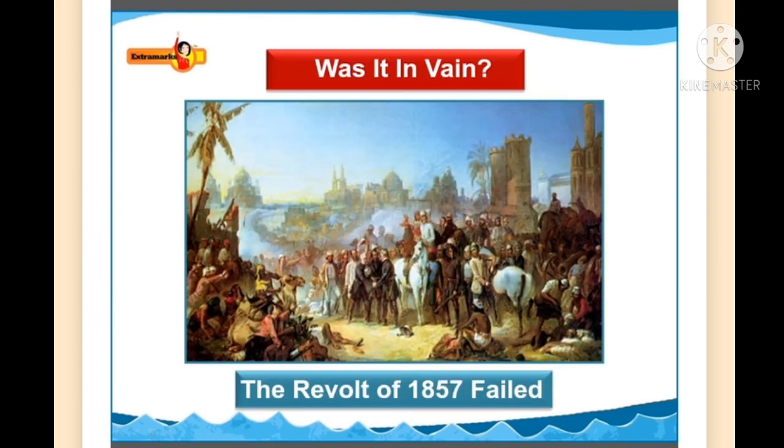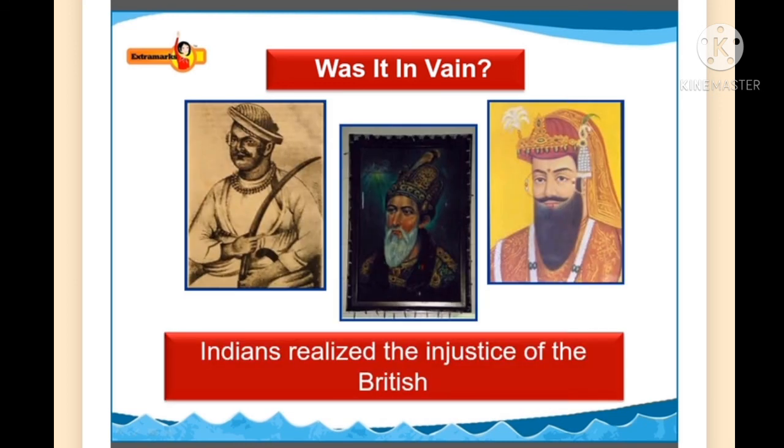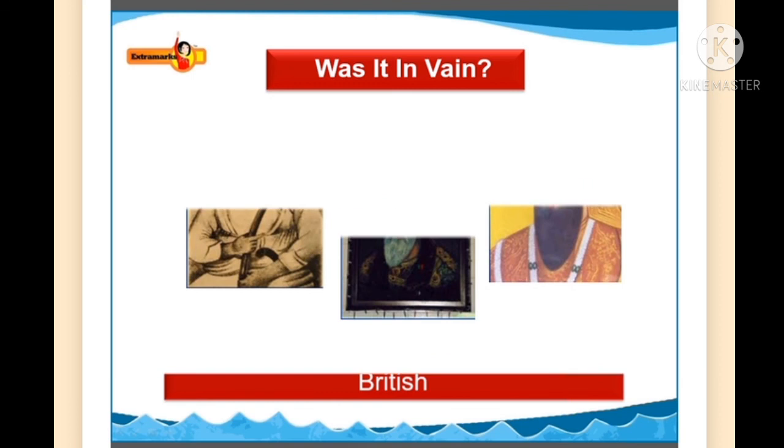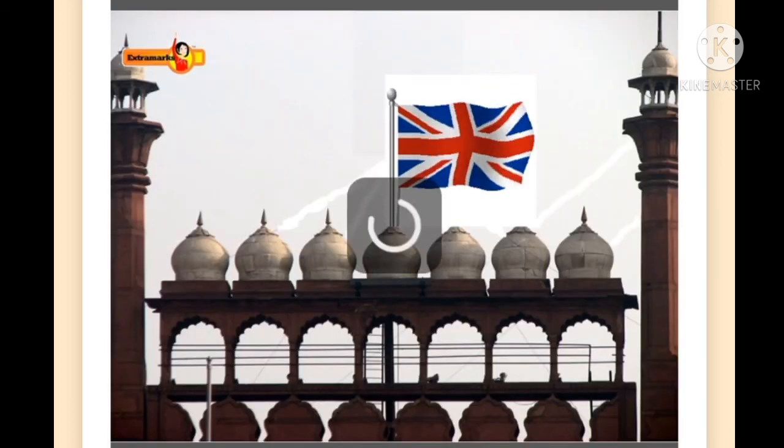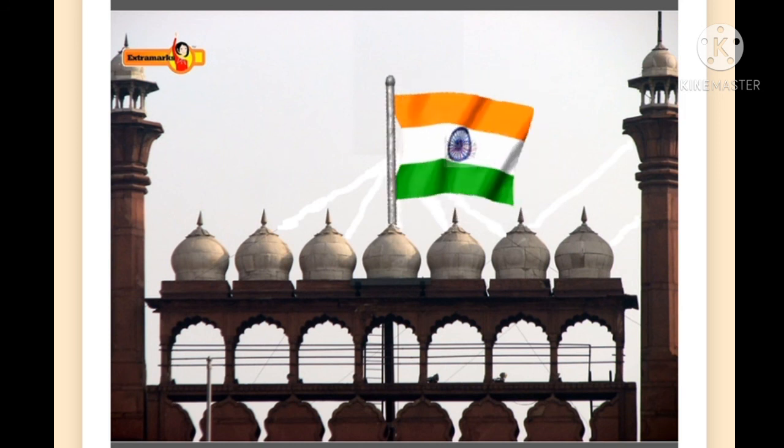Though the revolt of 1857 failed, it made Indians realize the injustice of the British and the power of unity. The journey had begun, and the next 100 years saw the decline of the British Raj and the rise of the independence movement. Today, we went over a very important period of Indian history.